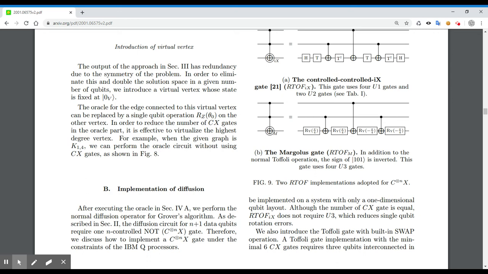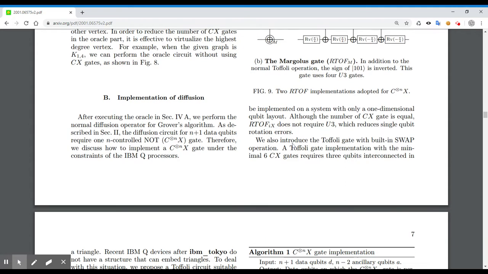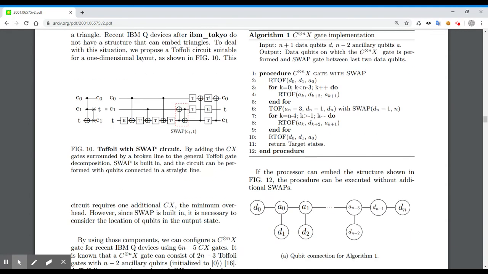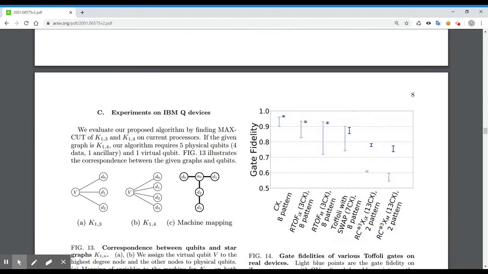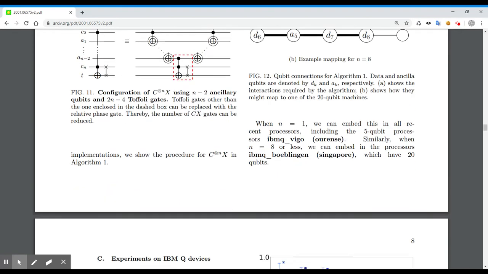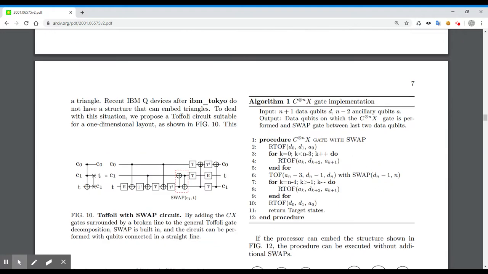So we're going to start off part 6 with the implementation of the diffusion operator. Now I'm going to take that step by step because I think there's a lot in here, and I want to make sure that I get that right because I think that's the important part.